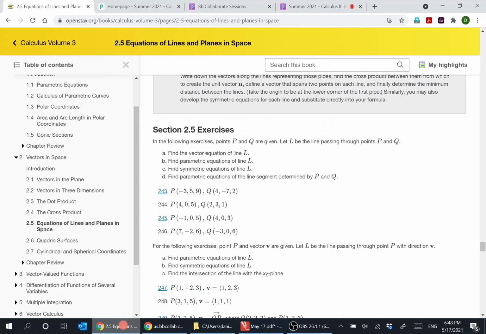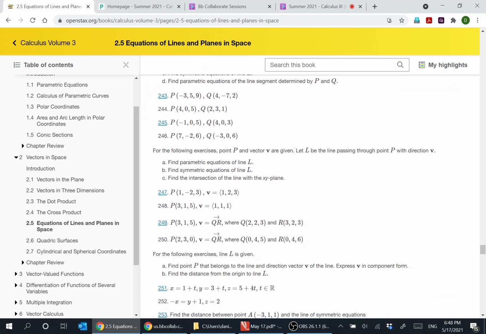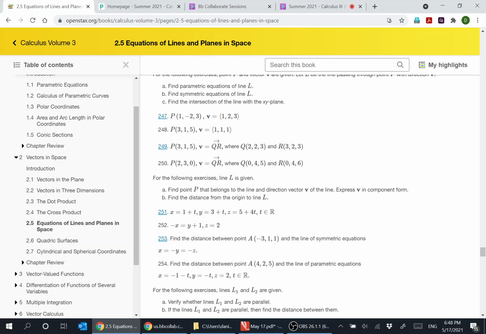251. So here the line L is given. Find point P that belongs to the line and the direction vector V of the line. Express V in component form. Find the distance from the origin to line L. Okay, nice.